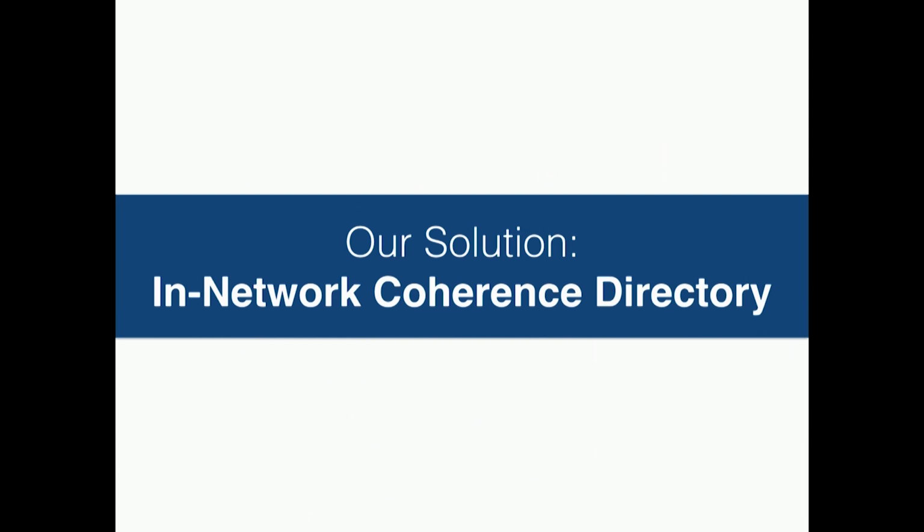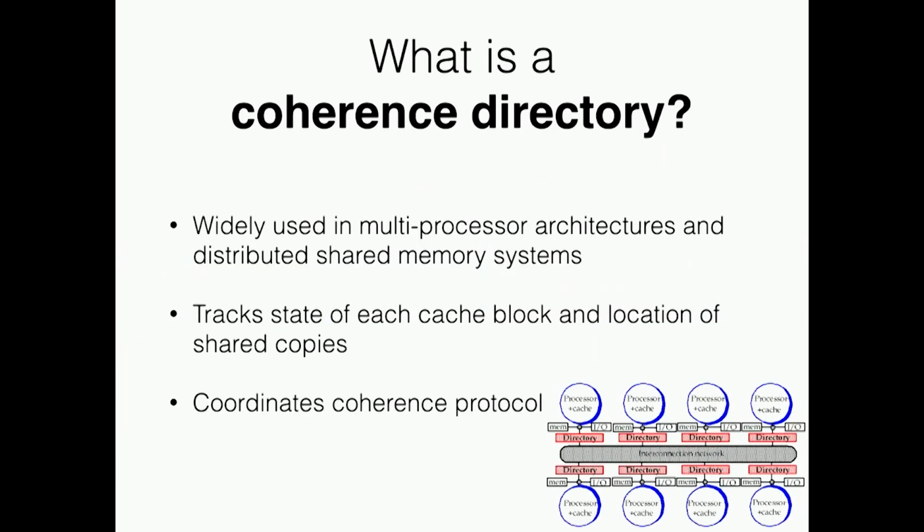Well, to solve these challenges, we propose an innovative use of these programmable switches by building an in-network coherence directory. So what is a coherence directory? I hope for the computer architects in the audience, it should be a pretty familiar concept. Coherence directories are commonly used in multiprocessor architectures and distributed shared memory systems. Essentially, for each cache block, they track the state of the block as well as the set of processors that currently have a shared copy or exclusive copy of the cache block. And they work with processor caches to coordinate coherence protocols.